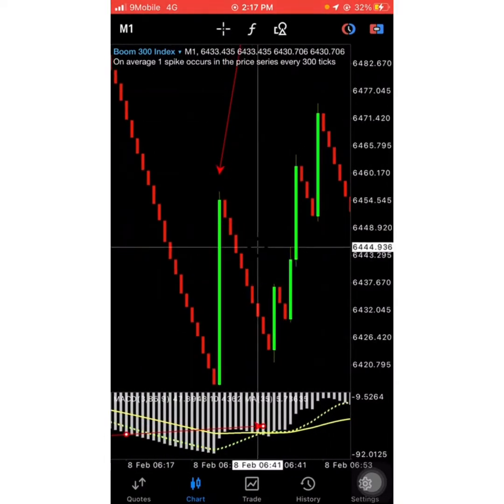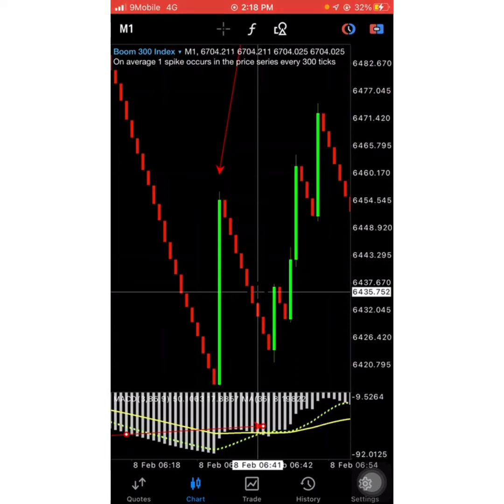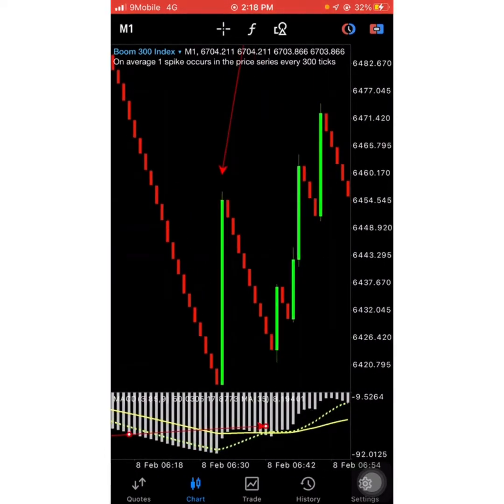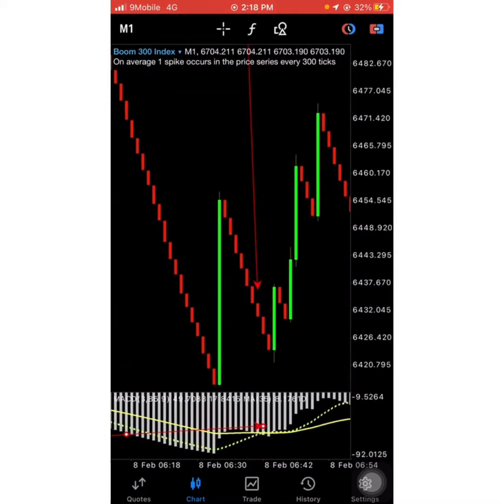This candle here was the first to hit the MACD line. You can see that after 2, 3, 4 candles, we had the spike here. You can see we have been catching the spike up.